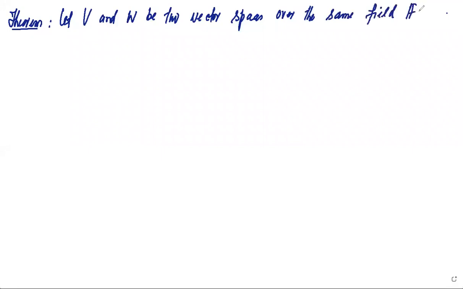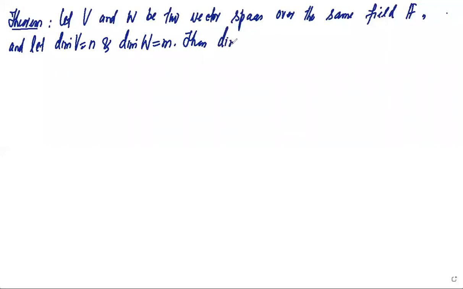Over the same field F, and let dimension of V be equal to n, and dimension of W be equal to m. Then, since we know that L(V, W) is also a vector space, we can define its dimension. Then the dimension of the linear space L(V, W) is equal to m into n, where we already know what this L(V, W) is.